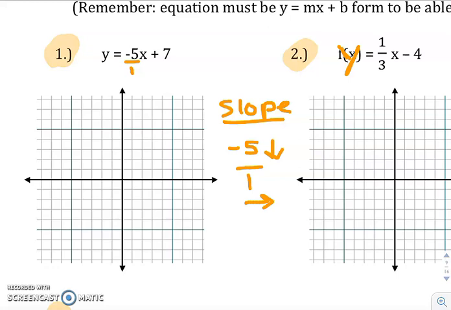So we'll plot our y-intercept. So since 7 is your y-intercept, that's a point, remember, that you can actually plot on the graph. 1, 2, 3, 4, 5, 6, 7. So that's one of your points on your line.